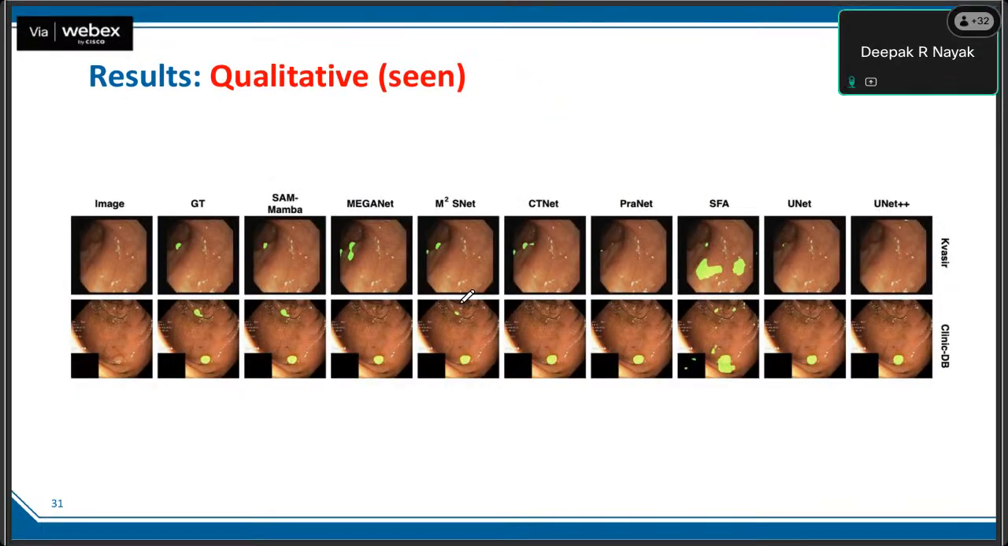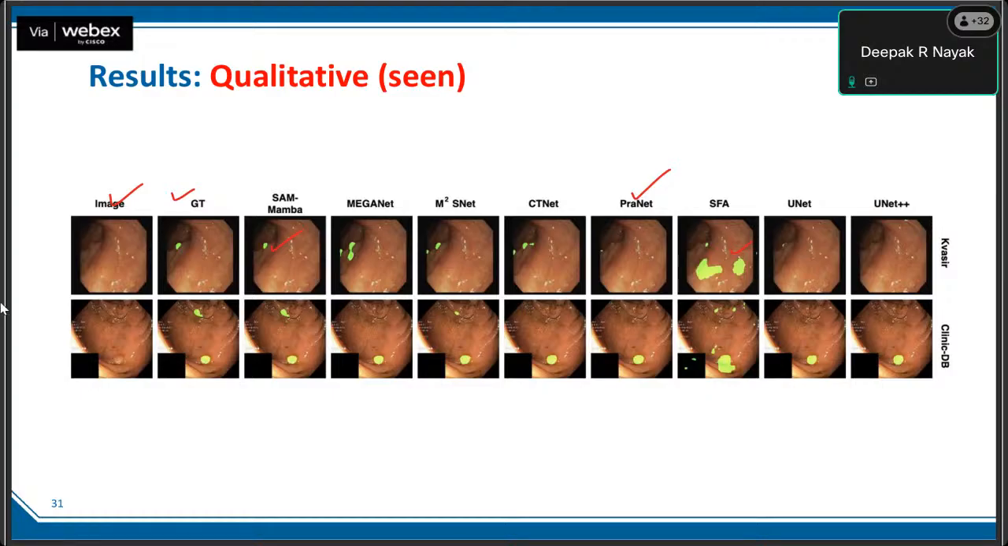Here are some of the qualitative results we have obtained using SAM Mamba, and we have also compared these results with other state-of-the-art approaches, starting with UNet, UNet++, and PraNet, which is a very popular state-of-the-art architecture in polyp segmentation. This is the original image and this is the ground truth. You see how difficult it is sometimes for clinicians to identify the polyps. And this is the result by our approach. In the others, you will always find a lot of false positives. But the result of our approach is quite close to the ground truth image.